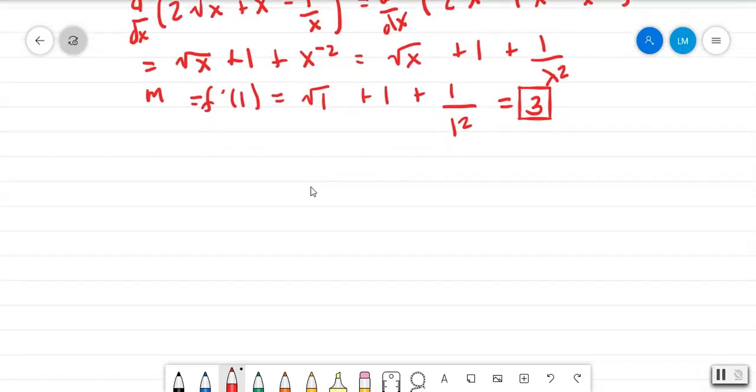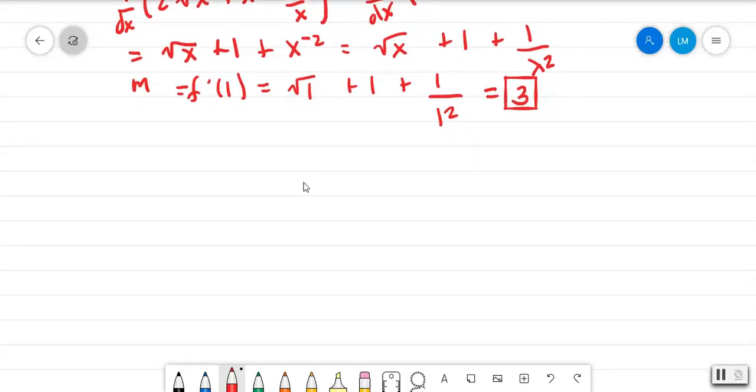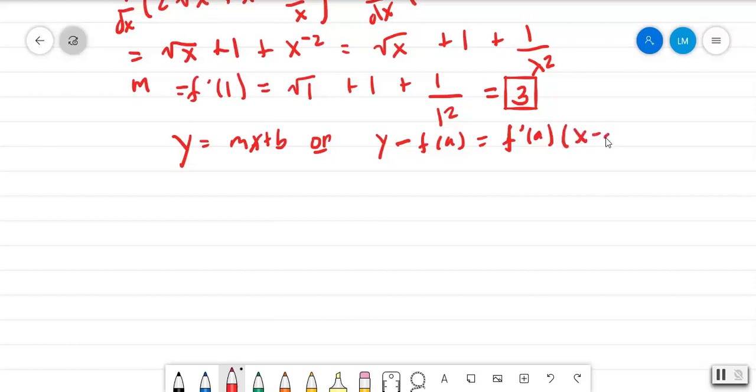Now, the question becomes, how do we find the tangent line? Well, you can either use y equals mx plus b, or you can use y minus f of a equals f prime of a multiplied by x minus a, because that's the equation of the tangent line. I'm going to go ahead and just use the equation for a tangent line.